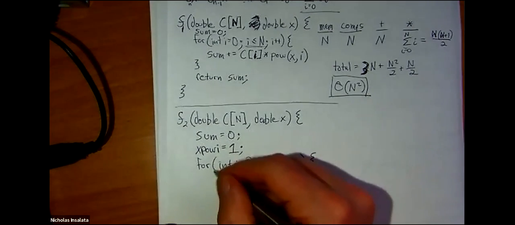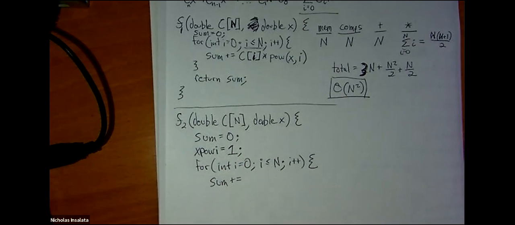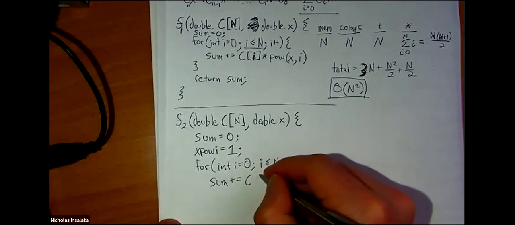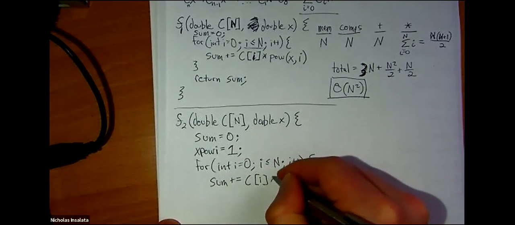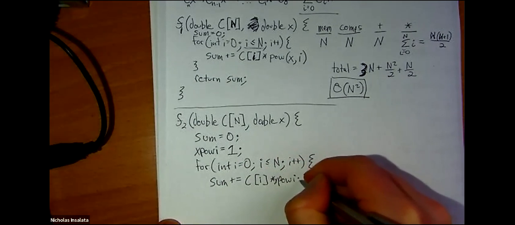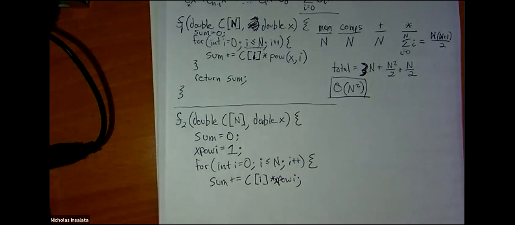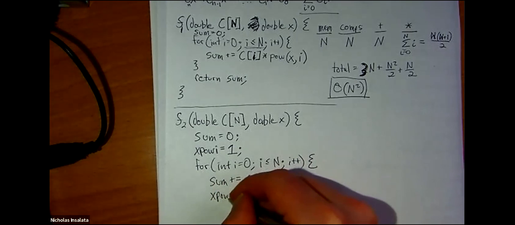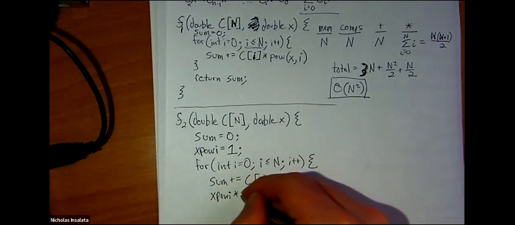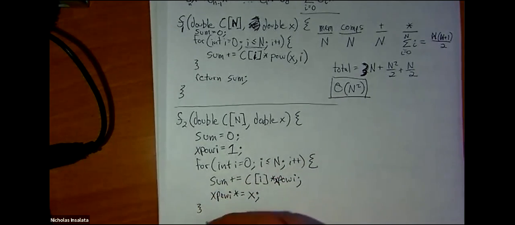Add to sum first. Okay, so we have sum plus equals what? Okay, the array at index I times x pow I. Make that a little cleaner there. Okay, x pow I, good. And then what's the second part? Yeah, very good. Then we have x pow I times equals x. And finally, we'll return the sum, right?